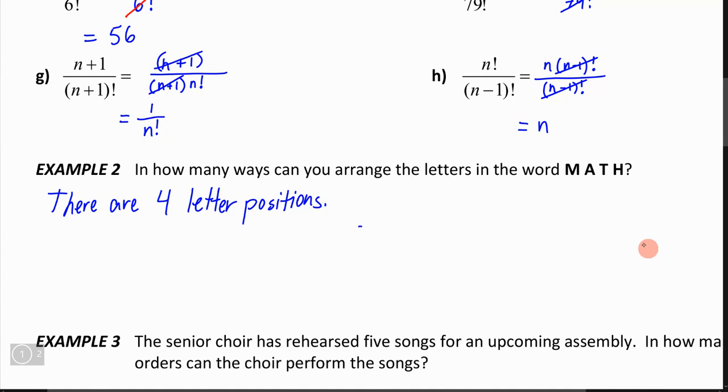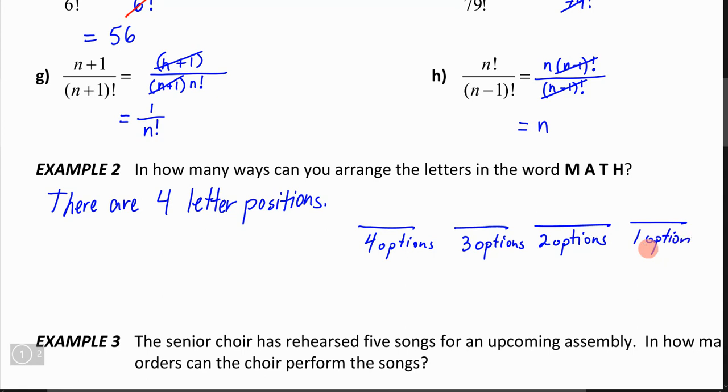In the first position I have 4 options. In the second position I have 3 options. In the third letter position I have 2 options. And in the last one I just have 1 option. I'm just talking about the letters here, right? So when I have 4 options for the first one, I can choose M, A, T, or H. If I chose T, then I have M, A, and H for this option. And if I chose A, then I don't have M and H left here, and then I have 1 left here for the last one.